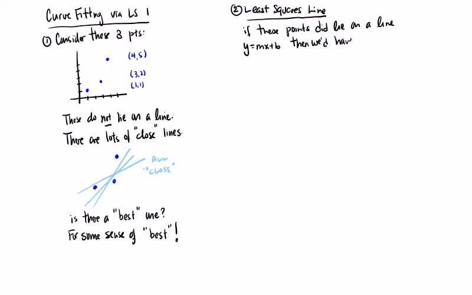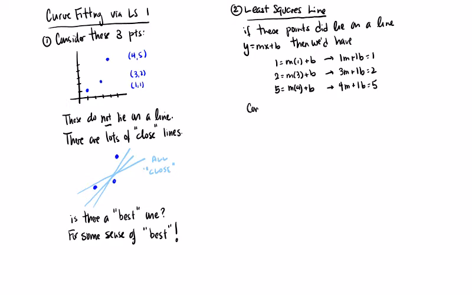We'd have, so I could plug them all in. Actually, let me do it from the bottom one up, just like I did in the book, so we're being consistent. So 1 equals m times 1 plus b. I'd have 2 equals m times 3 plus b. We'd have 5 equals m times 4 plus b. Now, this is a system of equations in the sense that we can think of this like 1m plus 1b equals 1, 3m plus 1b equals 2, and 4m plus 1b equals 5.